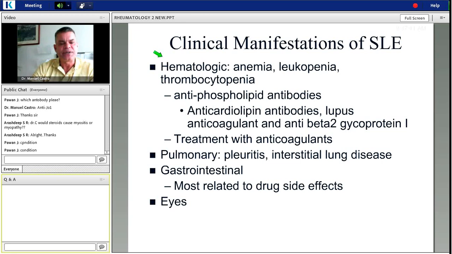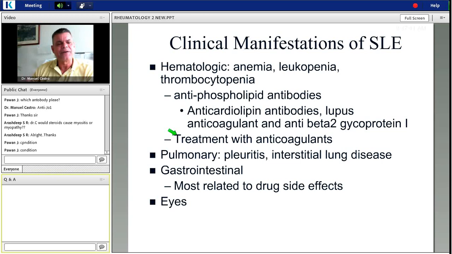So we talked about the hematologic abnormalities that you can have: autoimmune hemolytic anemia, thrombocytopenia, leukopenia, and antiphospholipid antibody syndrome, and these patients are going to have a hypercoagulable state. They can have risk for DVT, PE, and second trimester abortions. Okay, we treat those patients with antiphospholipid antibody syndrome with anticoagulants, okay?